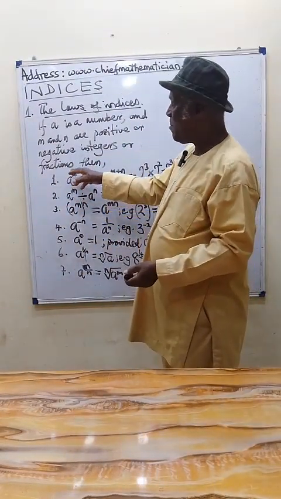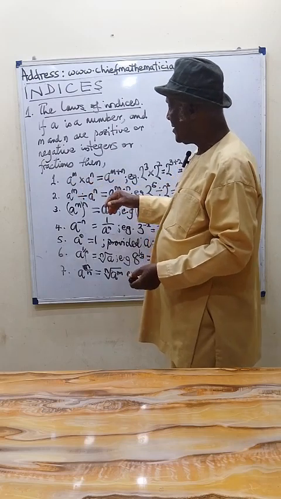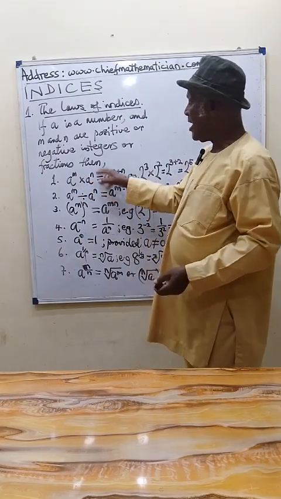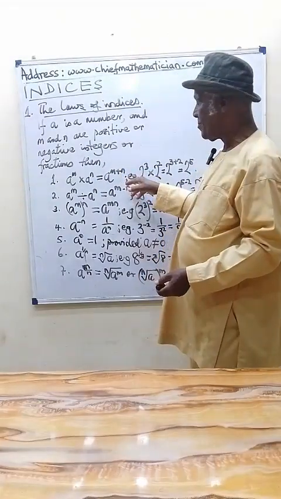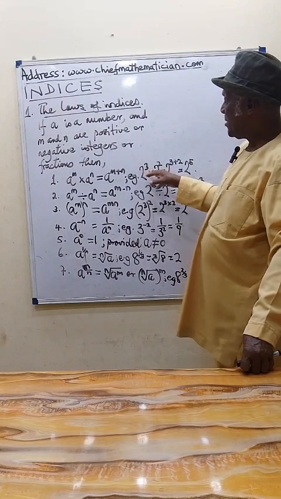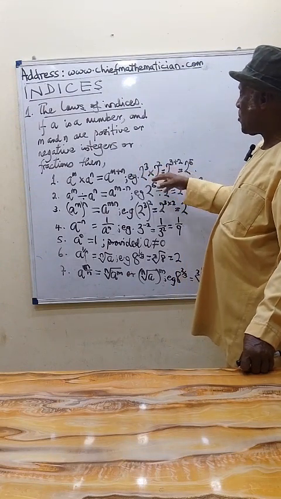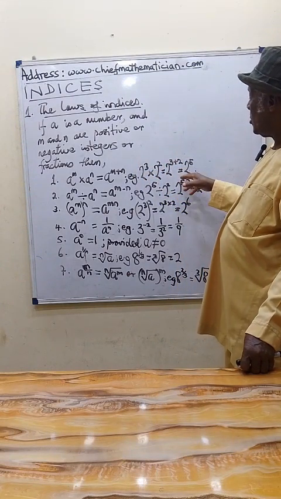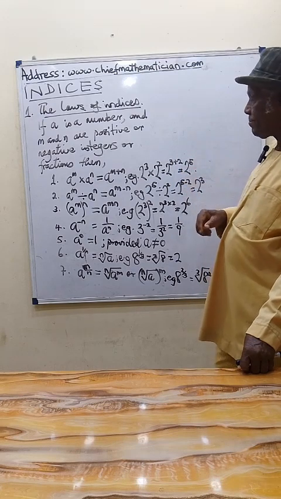A raised to the power M multiplied by A raised to the power N is equal to A raised to the power M plus N. Example: 2 raised to the power 3 multiplied by 2 raised to the power 2 is equal to 2 raised to the power 3 plus 2, which is 2 to the power 5.